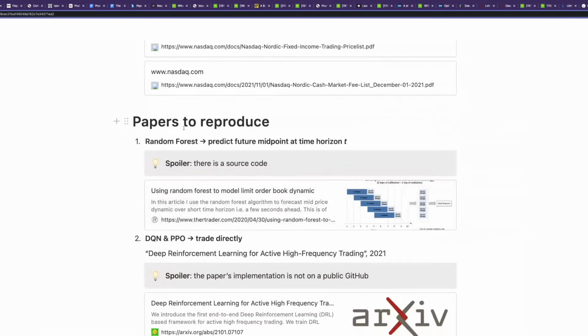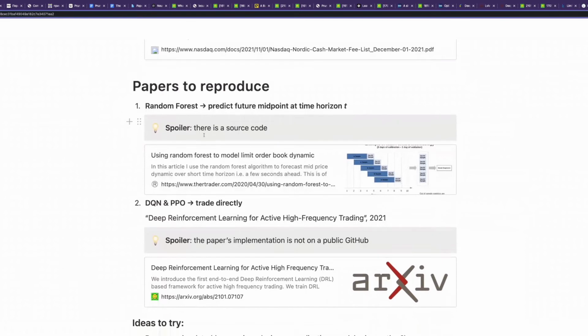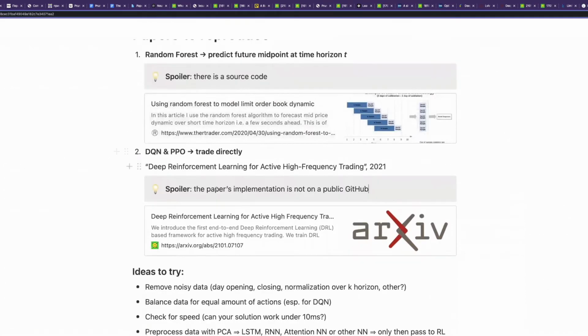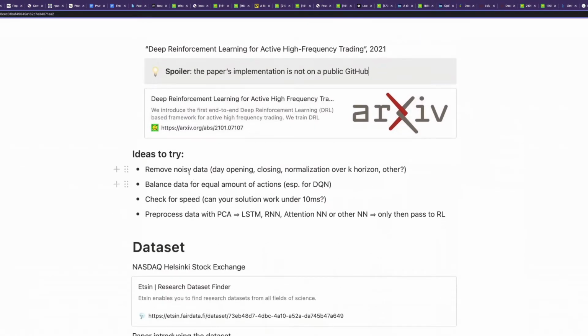Then links and papers to reproduce. Some of them contain source code, some of them don't. It was done intentionally so that you can gain experience implementing the models and approaches on your own. Then some ideas which appear to be crucially important in practice, and I'm just sharing them with you here.